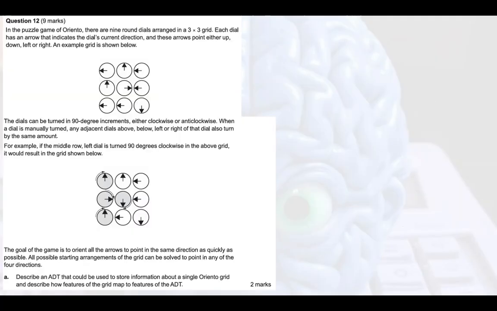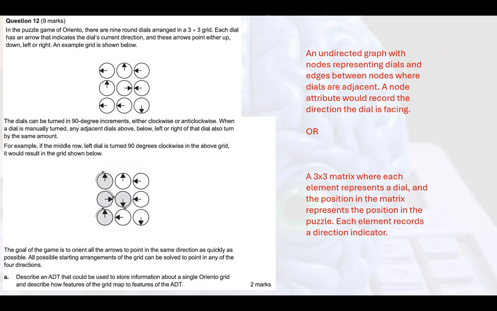This was relevant for the 2024 exam question involving turning dials. I strongly encourage you, pause the video now and try this question on your own, keeping in mind what I just said. Well, you had two options here. We could have had an undirected graph with nodes representing dials, edges between nodes where they are adjacent, and then there would be a node attribute saying which way the dial is facing.